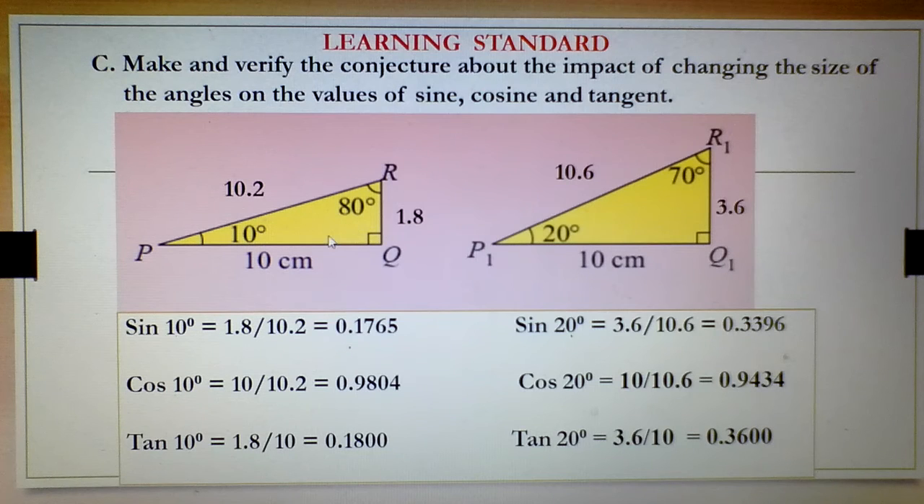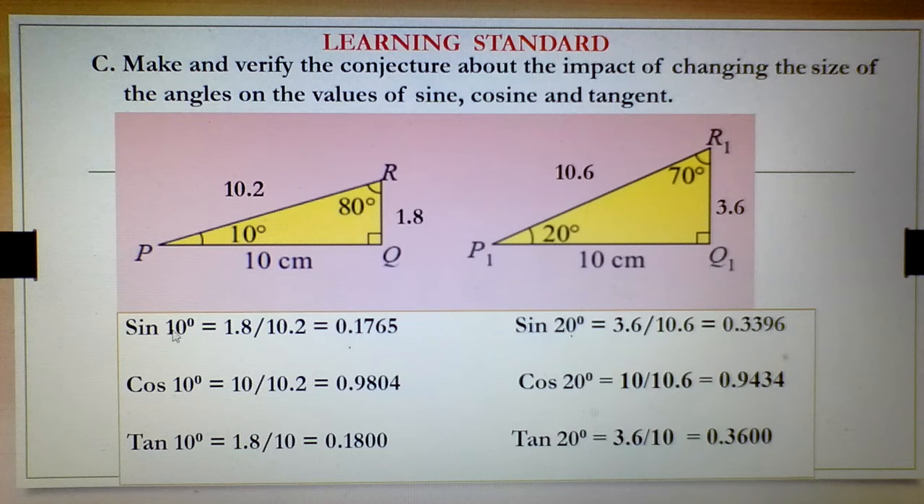Okay, now we look at the next learning standard. So what happens to the value of sine, cos and tangent if we change the size of the angle? Look, we have two triangles here, PQR. So we increase from 10 degrees to 20 degrees. So let's call the second one P1, Q1, R1 just to differentiate, untuk tunjuk perbezaan dia.